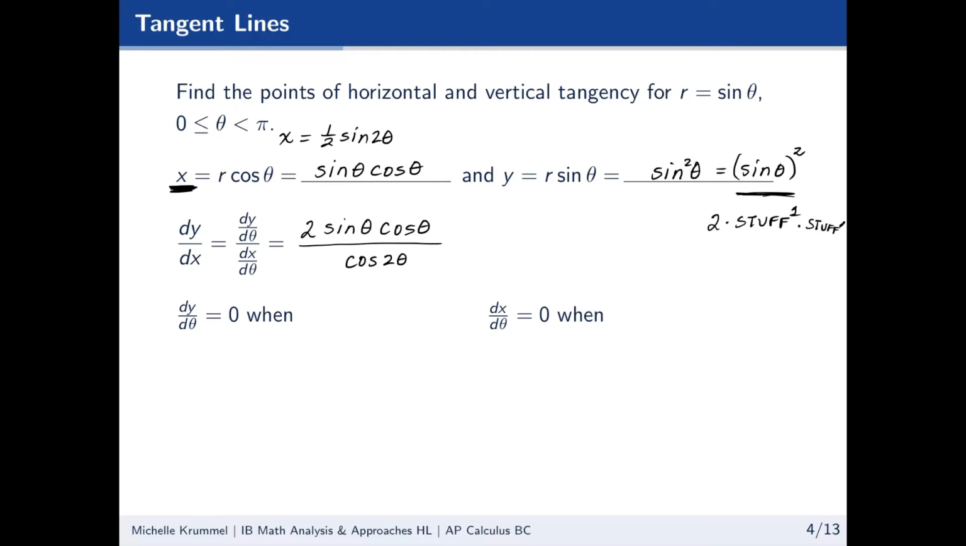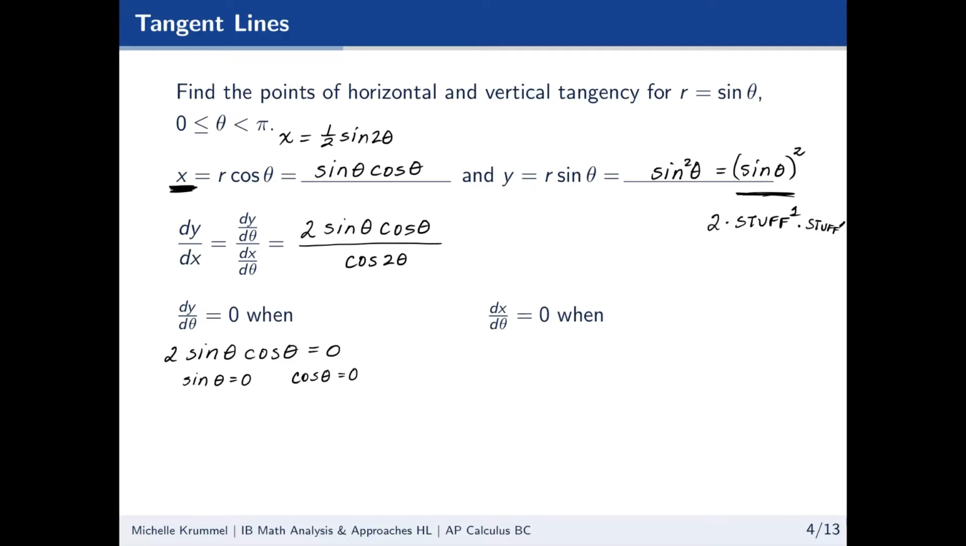Now for the points of horizontal tangency, I need to know when dy d theta equals 0 and dx d theta is not 0. So let's solve dy d theta equals 0. dy d theta will equal 0 when 2 sine theta cosine theta equals 0. And then using the zero product property, we would set each factor equal to 0. So this will be true whenever sine theta equals 0 and whenever cosine theta equals 0.